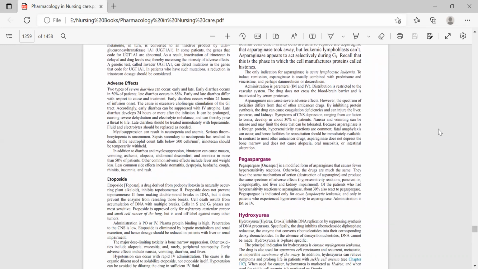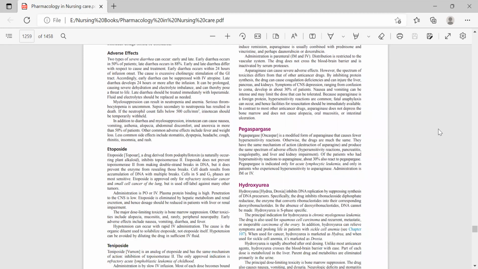Myelosuppression is also common, along with neutropenia and anemia. Along with diarrhea and myelosuppression, irinotecan can cause nausea, vomiting, asthenia, alopecia, abdominal discomfort, and anorexia in more than 50% of patients. Other common adverse effects include fever and weight loss, and less common side effects include stomatitis, dyspepsia, headache, cough, rhinitis, insomnia, and rash.